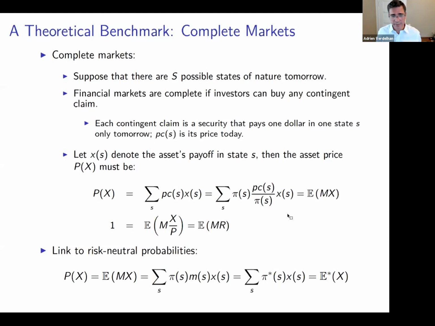You can rewrite it by multiplying and dividing by probability, and you have the usual thing that looks like an Euler equation. The price of a payoff X is E of MX, where you can define M as those weighted prices of the contingent claims. There is obviously a link with the risk neutral probabilities and the way people tend to think in the industry. Now, you can derive this equation like this.